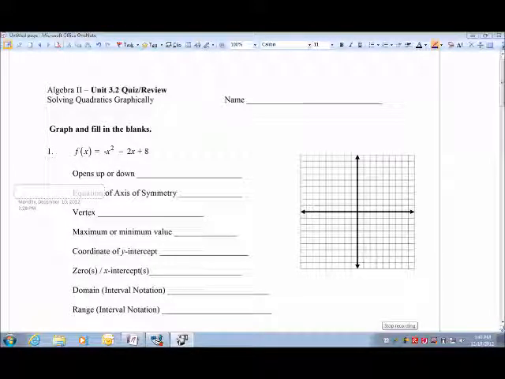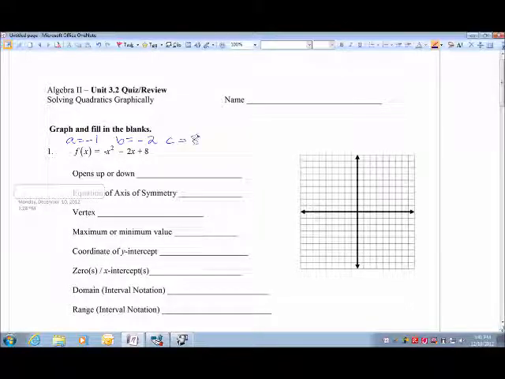Okay, good afternoon. This is the Unit 3.2 review, and right now we're going to do the first section which asks us to solve by graphing. So the first step we do is identify our a, b, and c value of this function, and my a value, which is the number in front of x squared, is -1. My b value in front of x is -2, and my c value is 8.